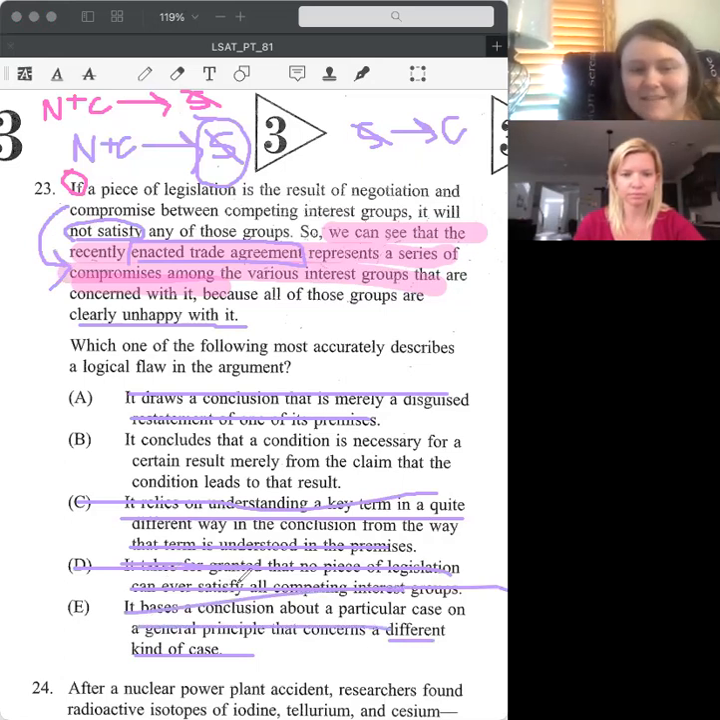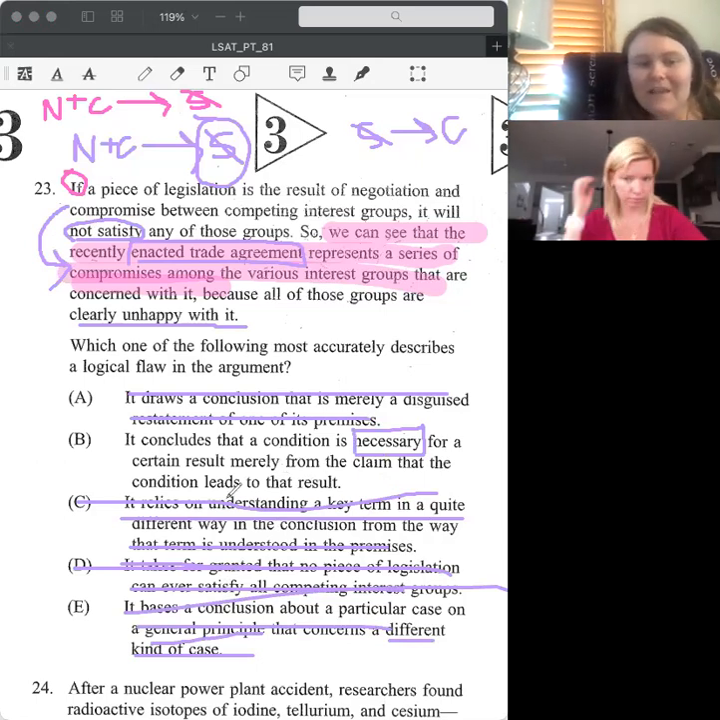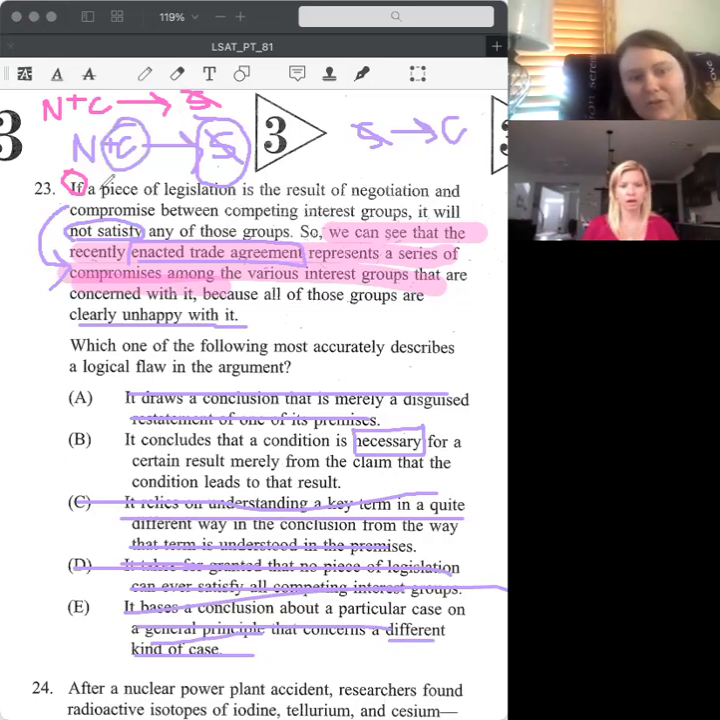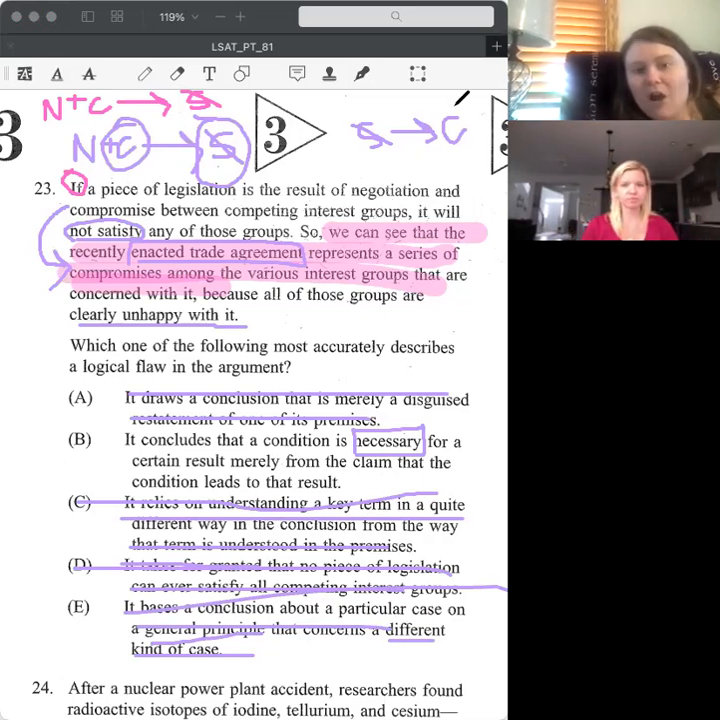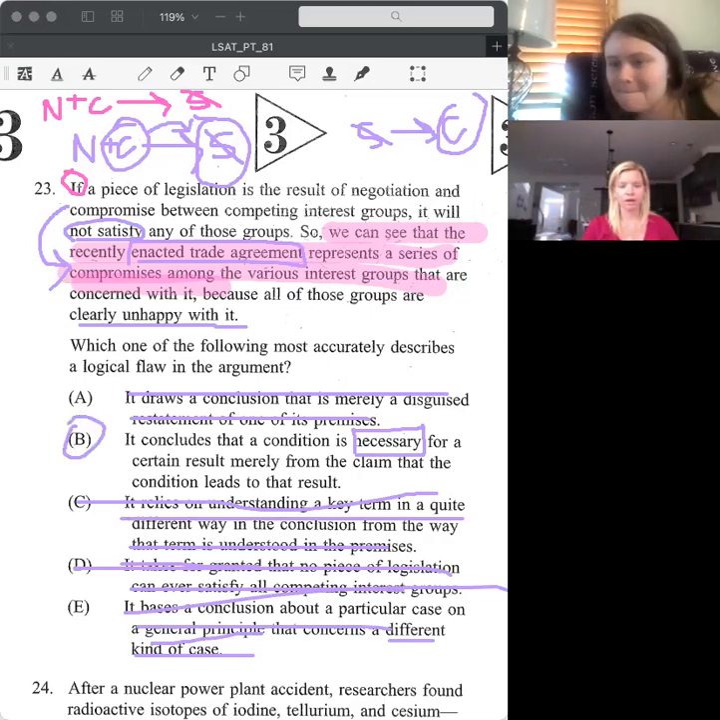So B says it concludes that a condition is needed for a certain result merely from the claim that the condition leads to that result. So this would actually be referring to our compromise. It concludes that compromise is needed because that claim compromise can lead to not being happy. Okay, and so it's B.